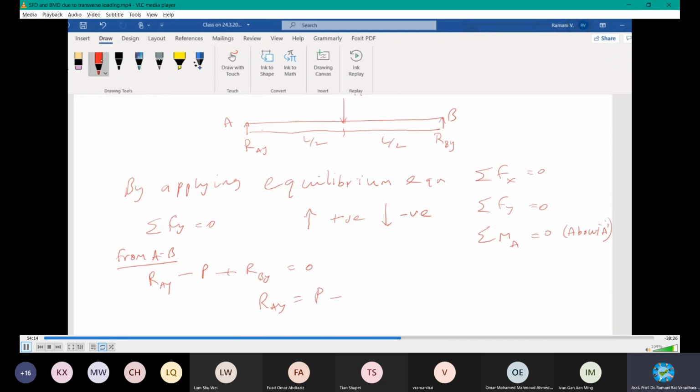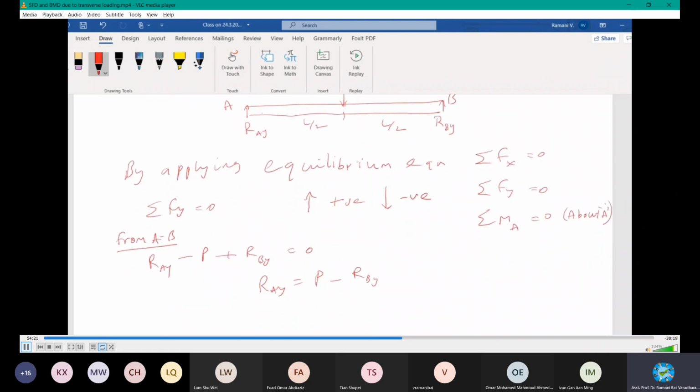Minus, plus or minus, this is minus, it's going to be RBY, right? RBY. And then same, if you solve from here also, you will get the same equation, but in terms of BY. If you want to know RAY, you have to know any one, otherwise you cannot solve for the other. Let's find out what is the value of RBY.